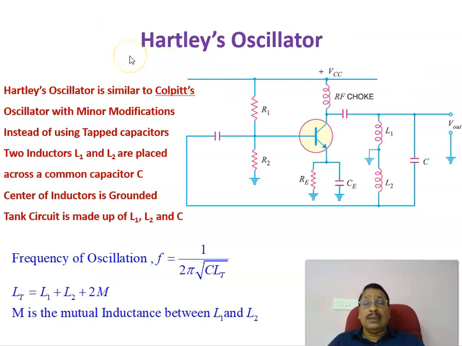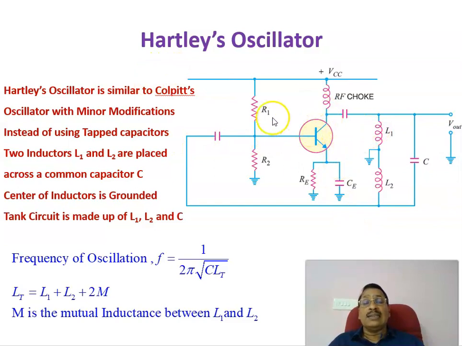The second type of LC oscillator is the Hartley oscillator, which is similar to the Colpitts oscillator with a minor modification. Instead of using tapped capacitors C1 and C2, we use two inductors L1 and L2, placed across a common capacitor, and that is fed back to the input. Only the feedback circuit on the output side changes: L1, L2 and C, whereas previously it was C1, C2 and L. That is the circuit change in the Hartley oscillator.